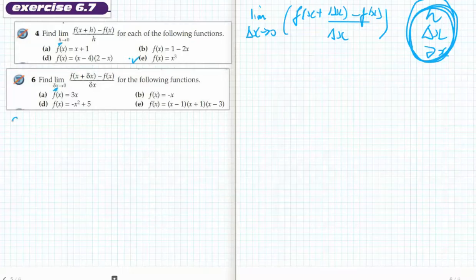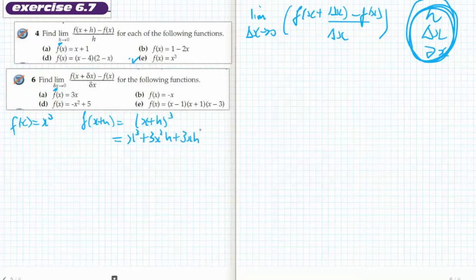So f of x equals x cubed, and we're using h. So f of x plus h will equal x plus h cubed, which I know from the expansion of a perfect cube is x cubed plus 3x squared h plus 3xh squared plus h cubed.